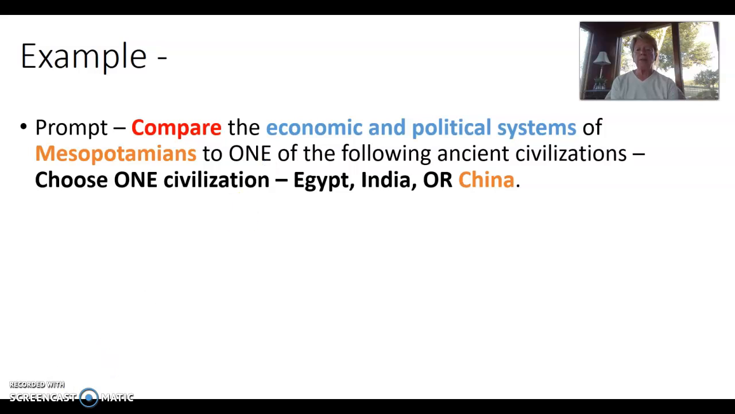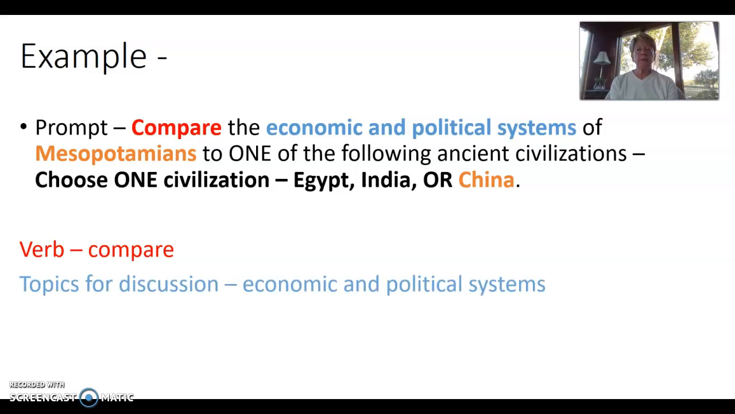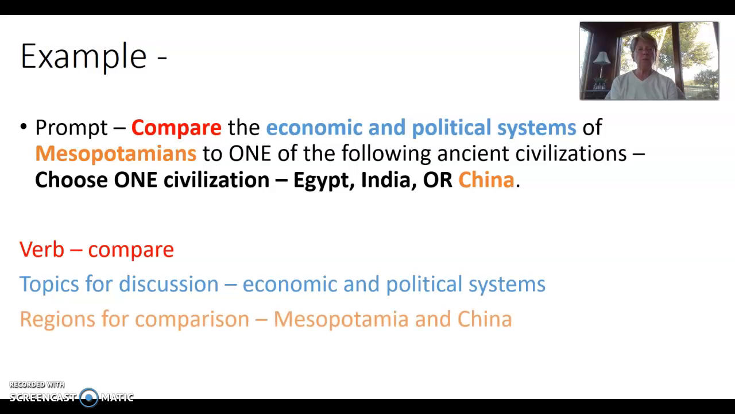Notice that I've highlighted this for us already. The verb is compare. It's highlighted in red. The topics for discussion will be the economic and the political systems, and the regions that we'll be writing about are going to be Mesopotamia and China. Notice that it only asks us to compare 2 of the 4 civilizations. So that's what we're going to do.